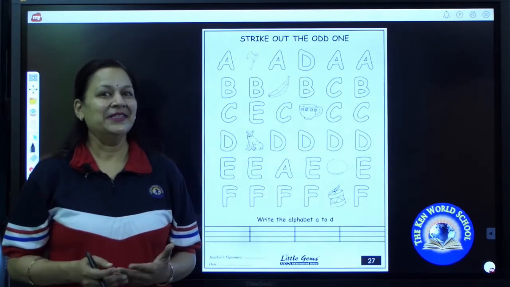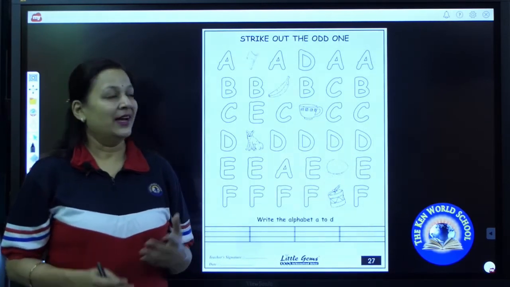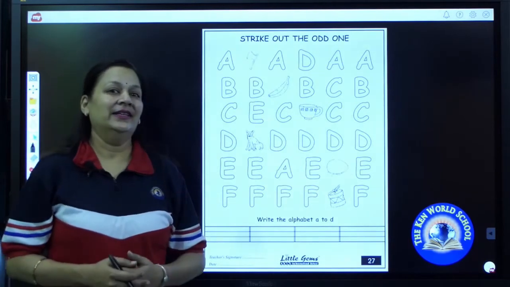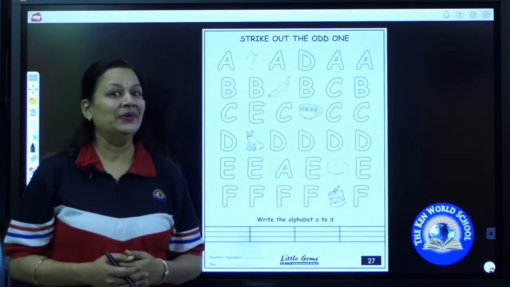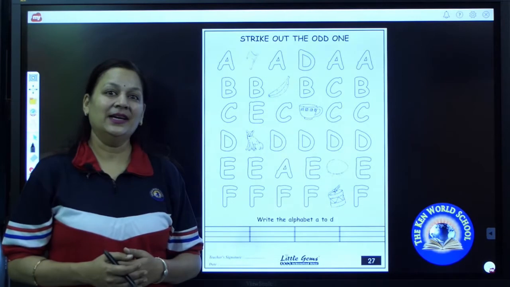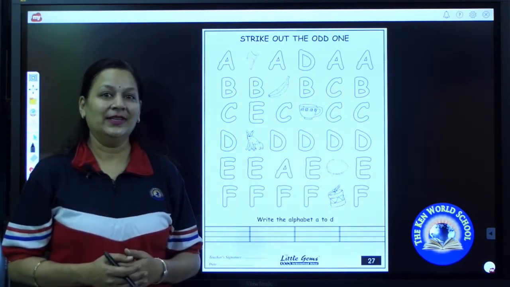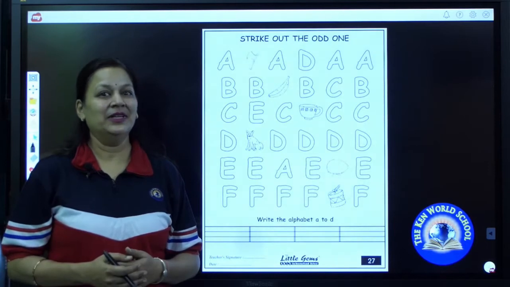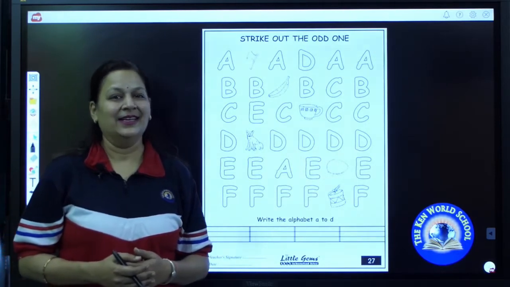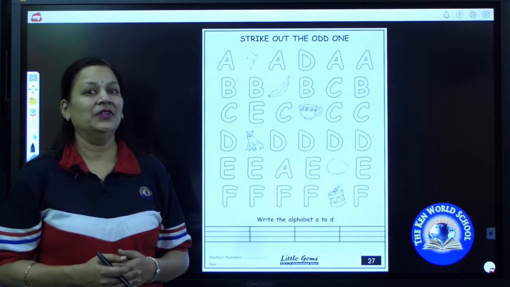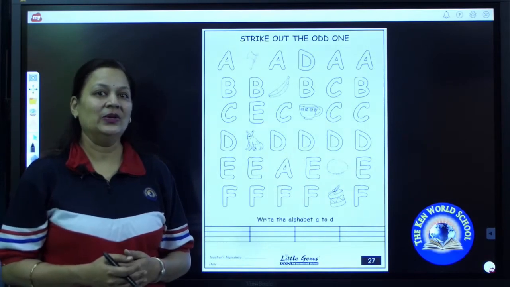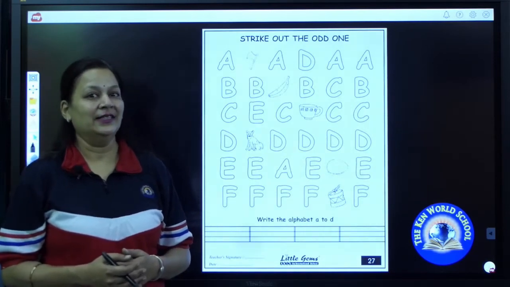Now we are going to do an exciting activity. The activity is about strike out the odd one. So what we have to do? We have to strike out the odd one. You know the meaning of odd one now? Yes, it means the different. And how we will strike out? We will put a cross over the different.